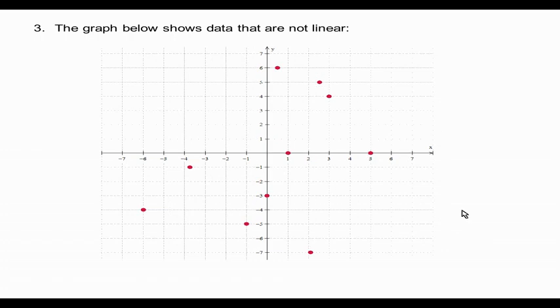And number 3, the graph below shows data that are not linear. Notice they're just scattered all over the place. They don't make any shape at all. So this is just like someone threw some rocks against a wall.